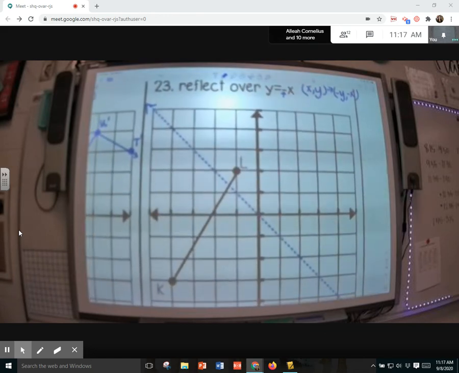So L starts off at -1, 2. Flip its orientation. So it's going to be 2, -1, and then I have to change both of their signs. So I'll be at -2, +1. So there's my L prime.